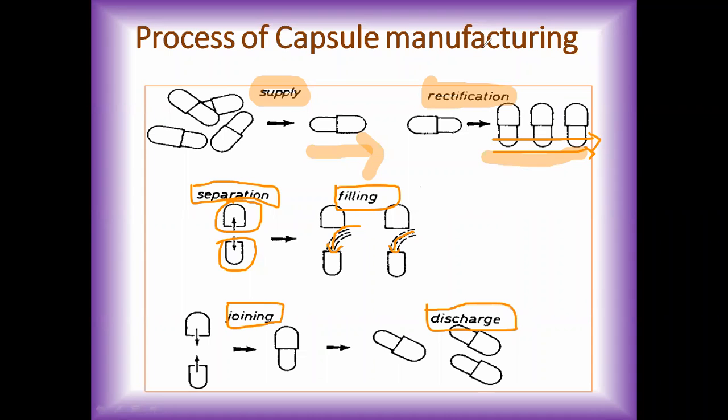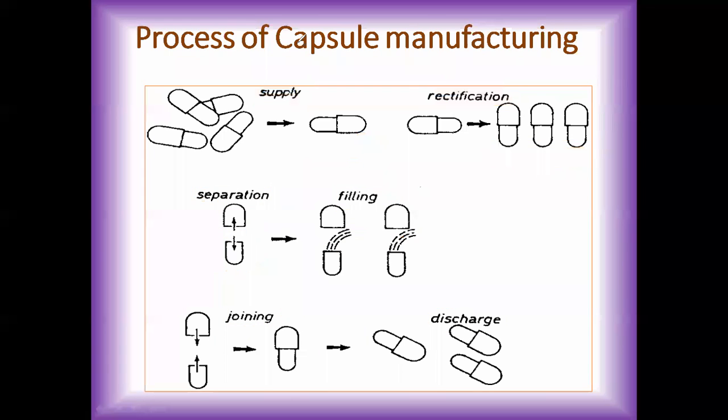Now let's move. I hope the picture is very clear in your mind about what actually happens. So these are the four common operations, 1, 2, 3, and 4, which you are going to see in any capsule filling machine. Shall we move further? Yes, sir.